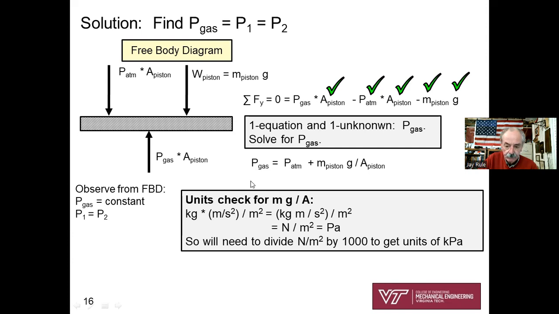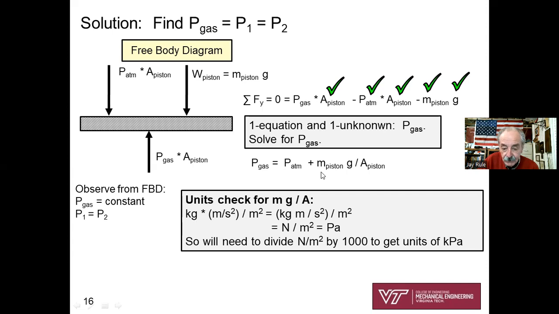Now we're solving this problem. Let's do a units check on mg over A. Pressure of the atmosphere. It's going to be, let's say, 101 kPa, 101 kilonewtons per square meter. So this block of these variables, the units had better turn out to be kPa, because we're looking for the pressure of the gas in kPa.